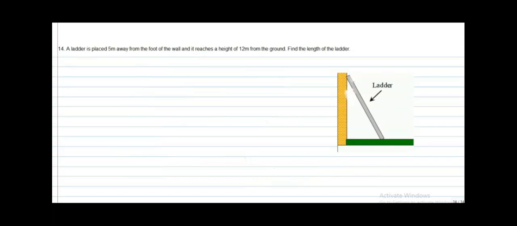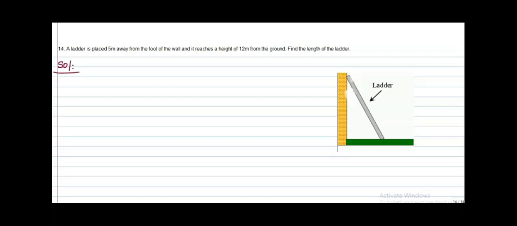Here, a ladder is placed 5 meters away from the foot of the wall and it reaches a height of 12 meters from the ground. Find the length of the ladder is the question. Yeah, this is a question based on trigonometry, or actually speaking, Pythagoras Theorem.